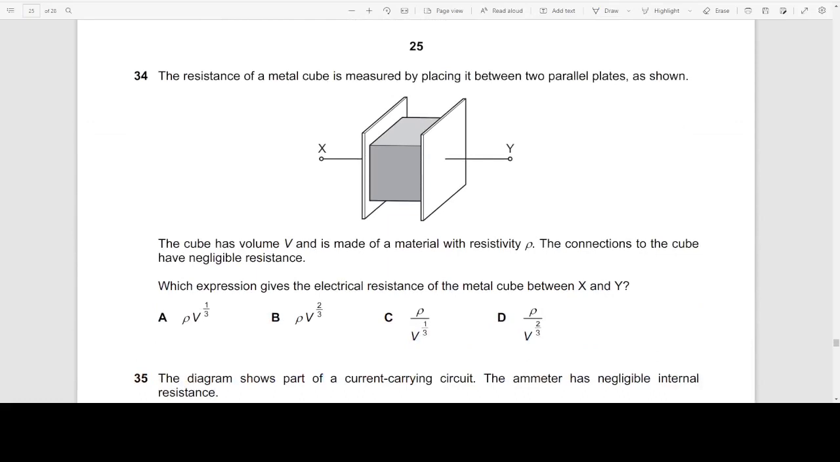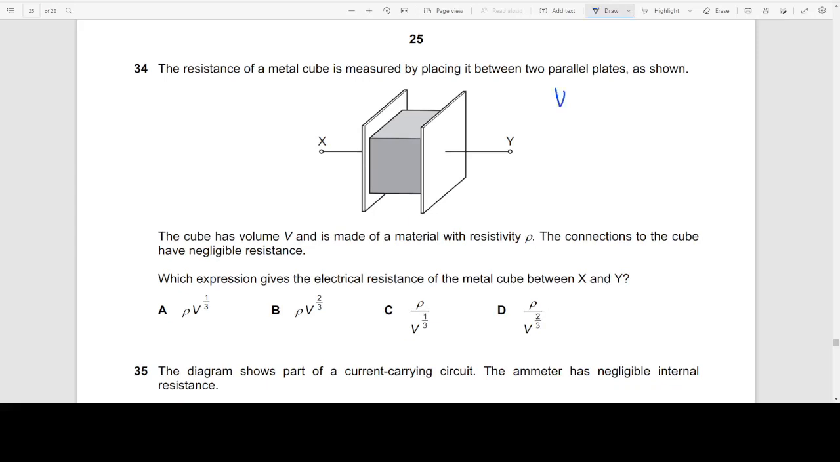The resistance of a metal cube is measured by placing it between two parallel plates as shown. The cube has volume V and is made of material with resistivity rho. Connections of the cube have negligible resistance. Which expression gives the electrical resistance of the metal cube between X and Y? So we know that, let's say the side of the cube is L, so V is equal to L cube, and we know the resistance is rho L upon A. So this is going to be rho into L upon A, where A is the area, which is L square.